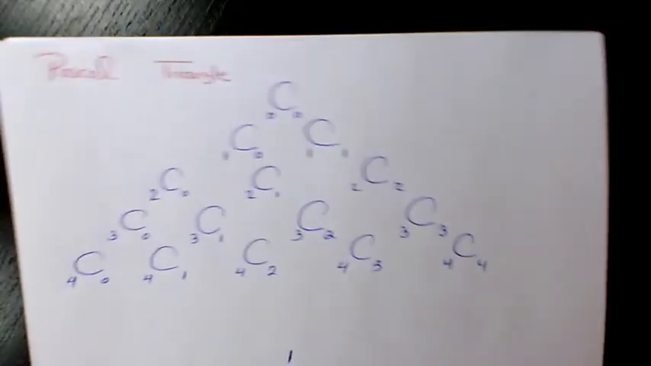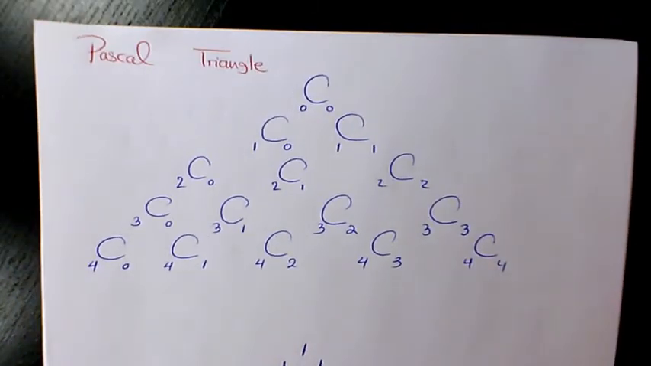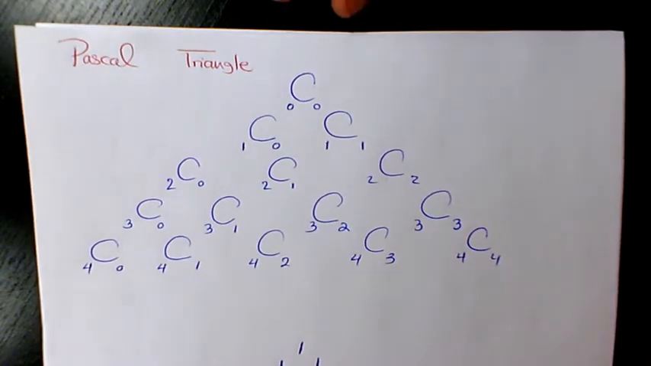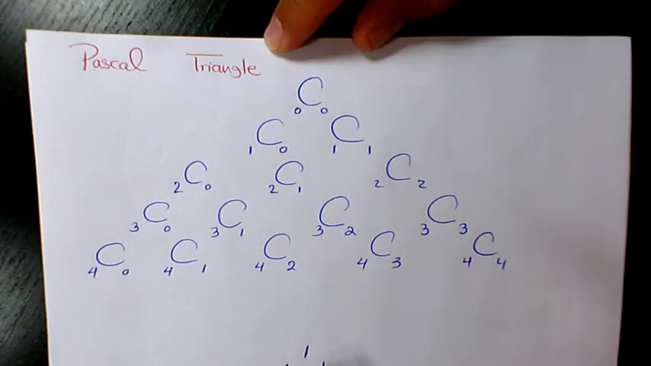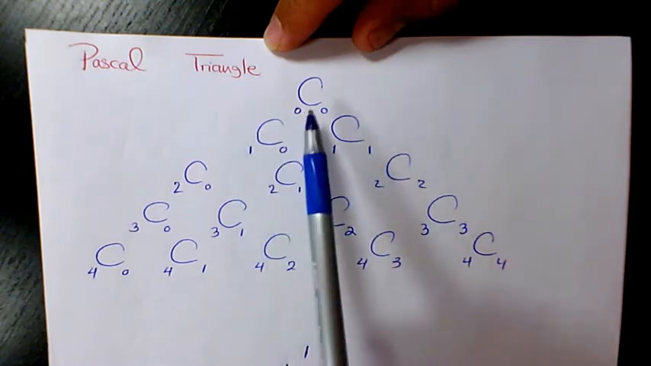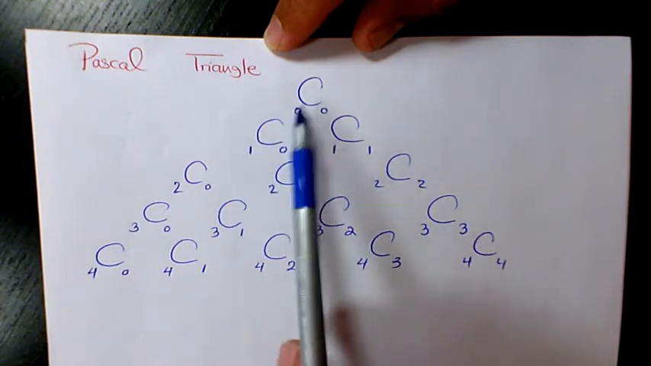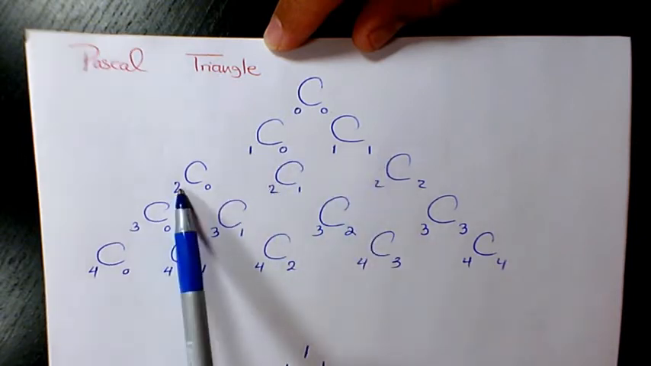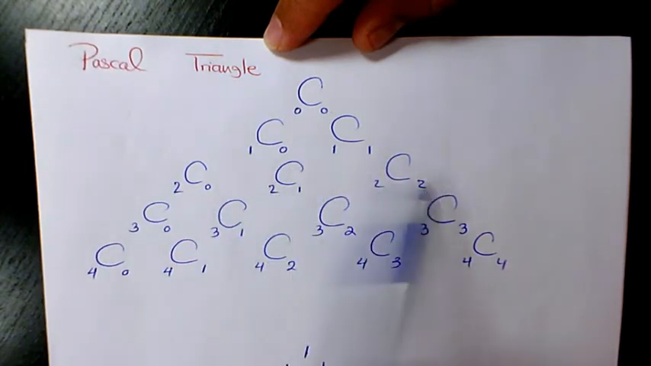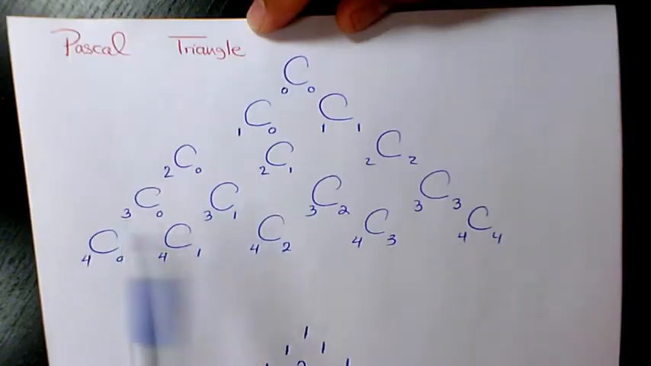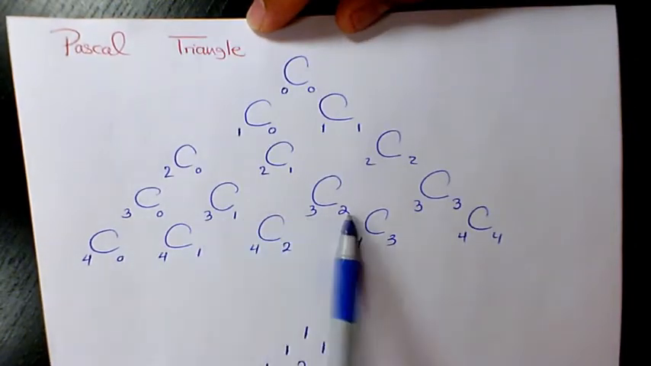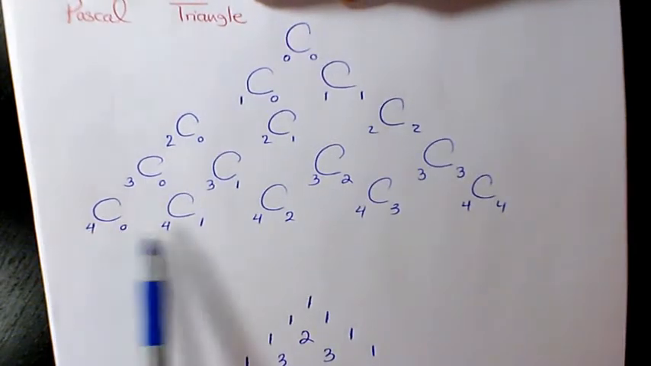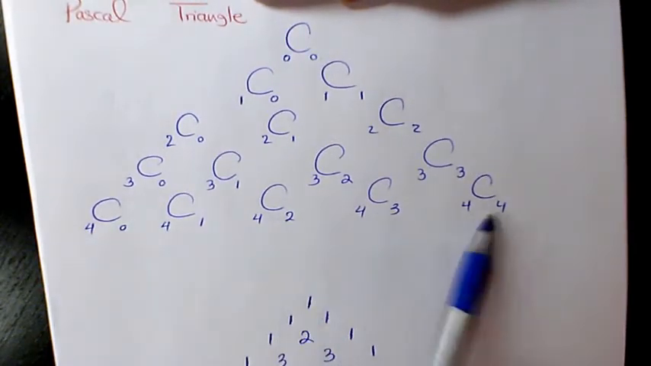Before I go through the examples, I just want to show you Pascal's triangle. Pascal's triangle is going to show you the combinations of different numbers. For example, on the first line you have C(0,0), then you have C(1,0) and C(1,1), then C(2,0), C(2,1), C(2,2), and on the third line we have C(3,0), C(3,1), C(3,2), C(3,3), and on the fourth line you have C(4,0), C(4,1), C(4,2), C(4,3), and C(4,4).